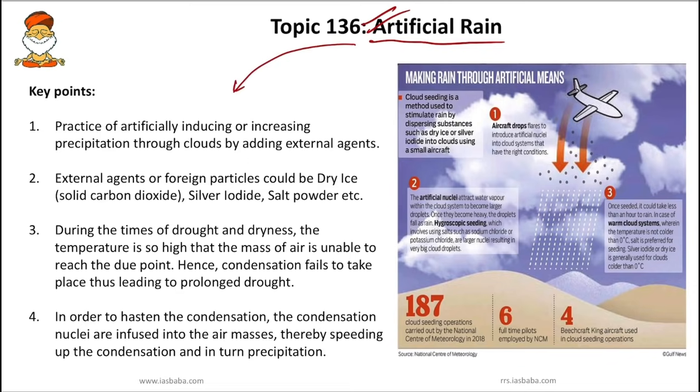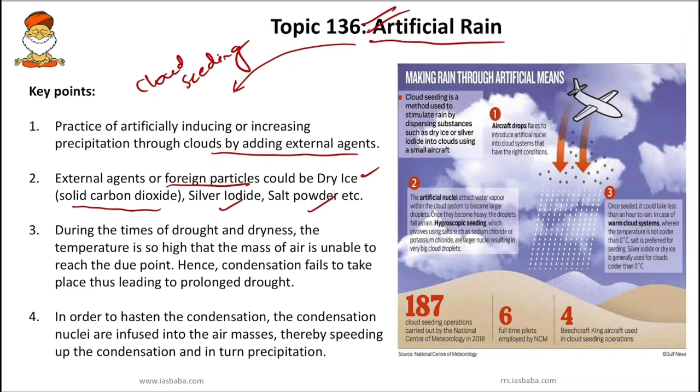It is nothing but the practice of artificially inducing or increasing precipitation through clouds by adding some external agents. So we'll be adding some external agents or foreign particles. We also call this technique cloud seeding. So you have to remember cloud seeding. And these external agents or foreign particles can be dry ice, silver iodide or salt powder.